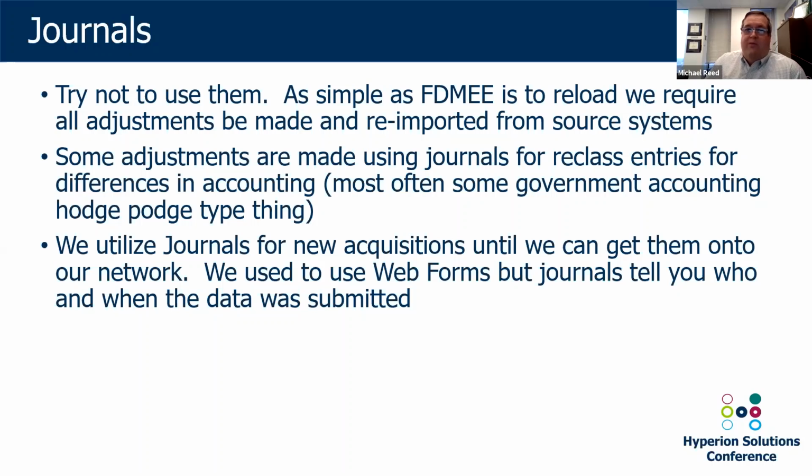We used to use web forms for that. The problem with web forms, without turning on some audit features, you can't tell who did what when. The journal entries are, you can see who did it, who approved it, and who posted it. It's a great way to utilize your journal entries that we hadn't thought of. But we probably only have 20 to 30 journal entries a month now, where we used to have hundreds.